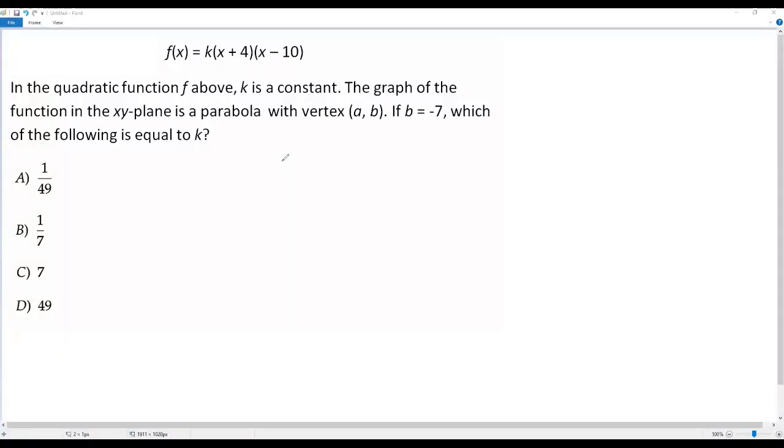Here we have a SAT math question. Okay, let's go to the problem. f of x equals k times (x + 4) times (x - 10). Here we have a quadratic function. In the quadratic function f, k is a constant.